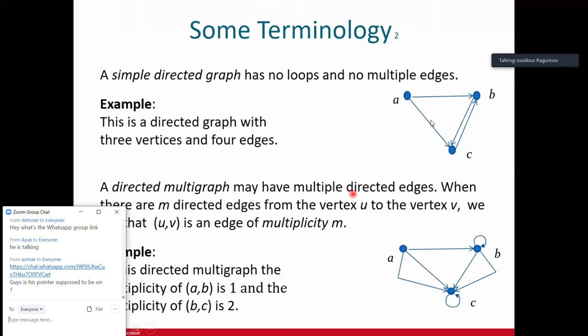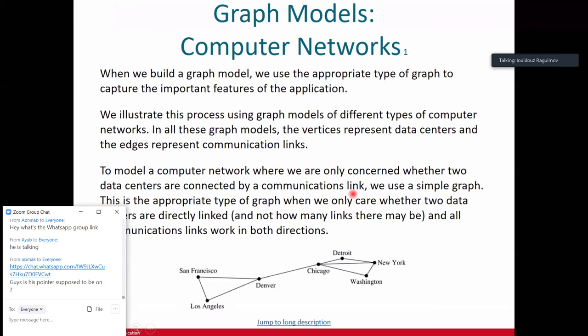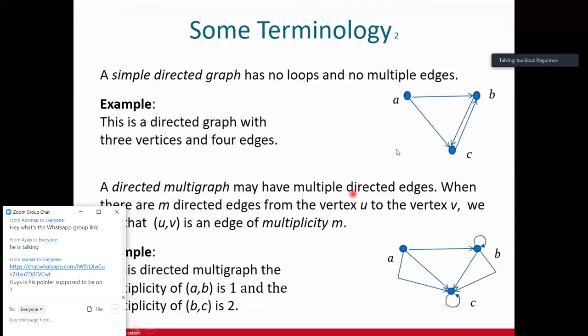Okay, this one is a directed simple graph. Is it a simple directed graph or not? This one. The answer is yes. It doesn't have multiple edges of the type BC. There are no two different edges of the type BC, right? This edge is BC, and this edge is CB. They are not the same.